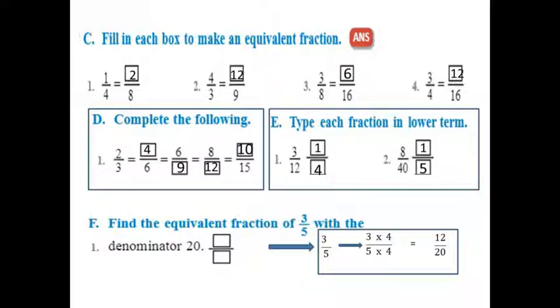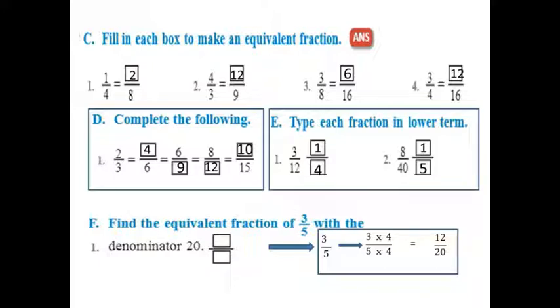The next sum, 4 by 3 is equal to dash by 9. So the denominator is given as 9. So 3 multiplied by what will give you 9? 3. So 3 into 3 is equal to 9. So in the numerator also you will multiply by 3. So 4 into 3 is equal to 12. Look at the next sum, 3 by 8. So 8 into 2 will give you 16. So you multiply 2 in the numerator also. 3 into 2 is equal to 6.